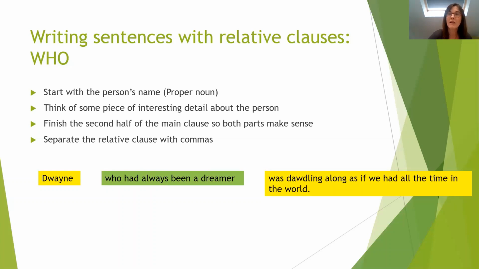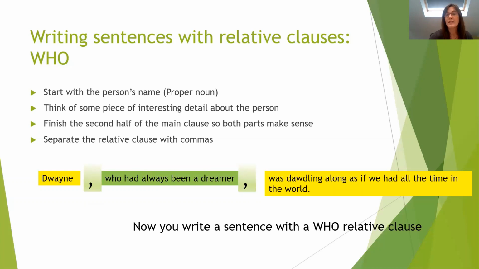Now add in your relative clause, who had always been a dreamer. Don't forget to cuddle the relative clause with commas. Let's check it makes sense now. Dwayne, who had always been a dreamer, was dawdling along as if he had all the time in the world. That's a great relative clause sentence now.